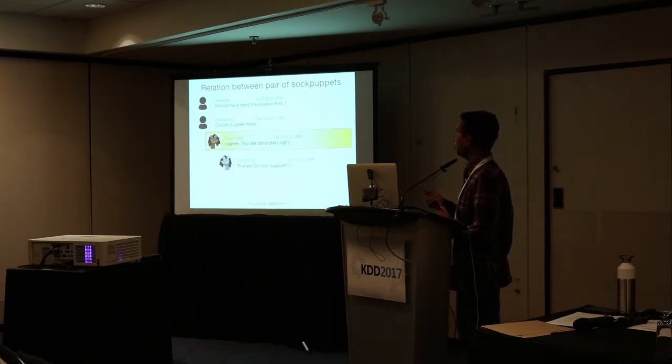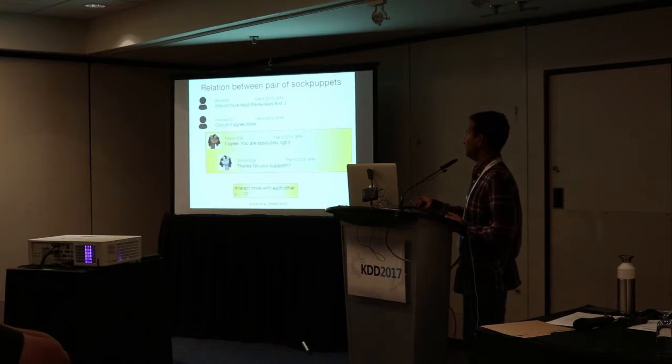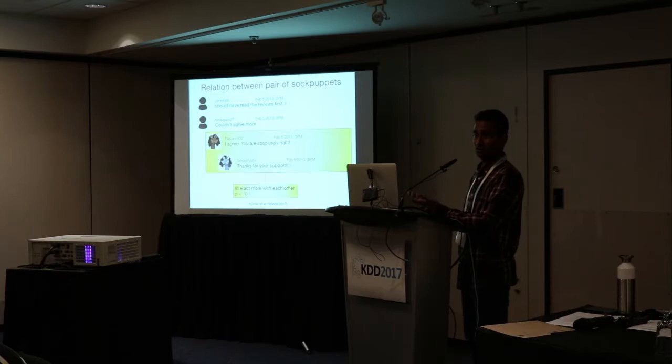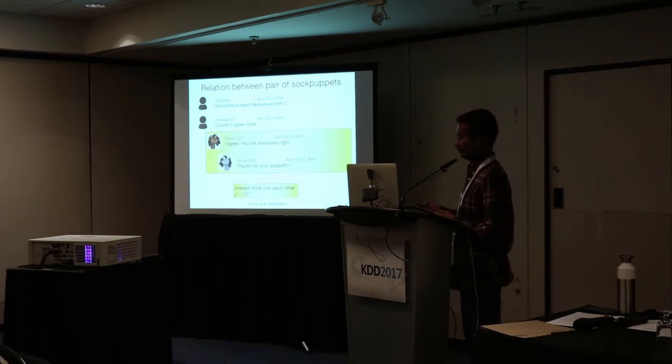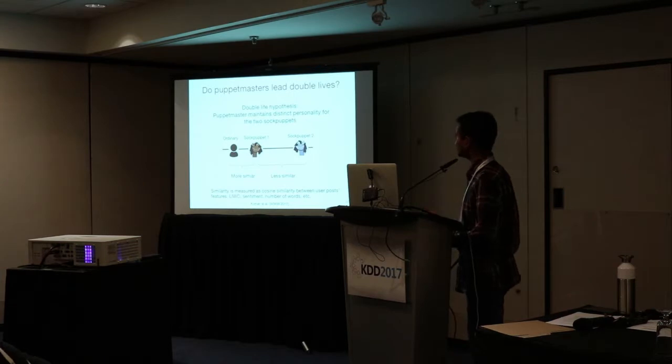In terms of how two sock puppets that are being used by the same person are interacting with each other, what we see is that if these two accounts are sock puppets by the same person, sock puppets interact with each other a lot more compared to the matching pair of ordinary users that we have. And they upvote each other a lot. So this user would upvote the comments made by this particular sock puppet, and this sock puppet would upvote this particular user's sock puppets.